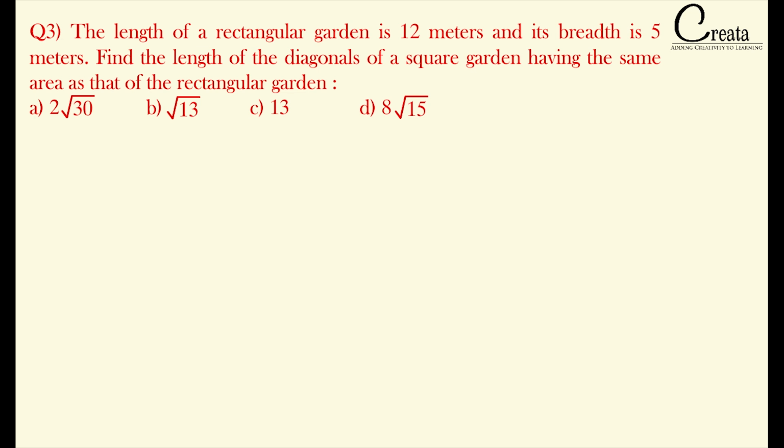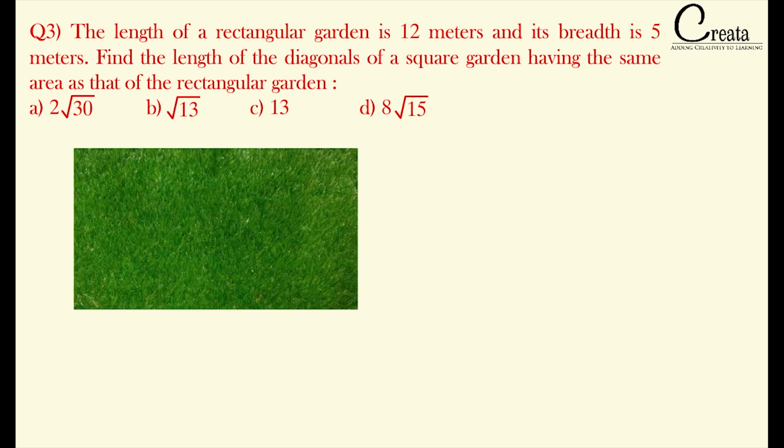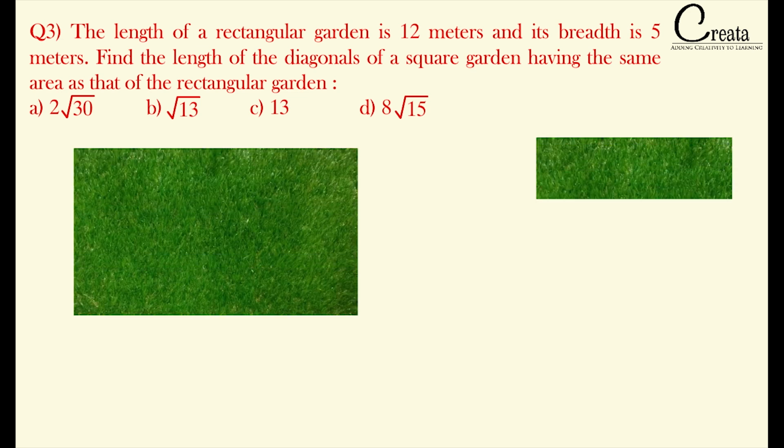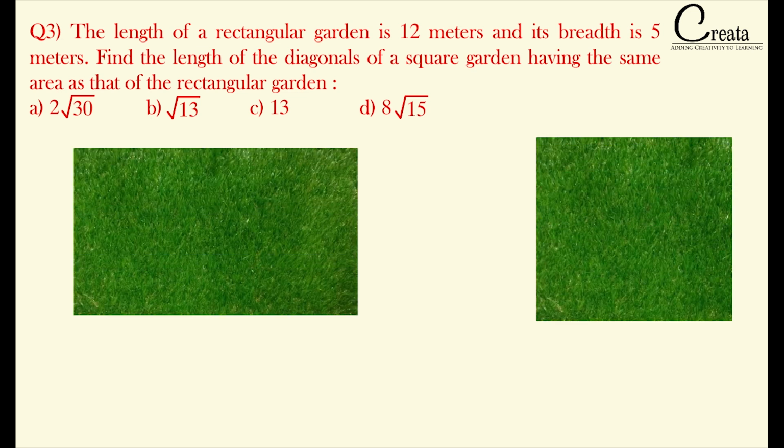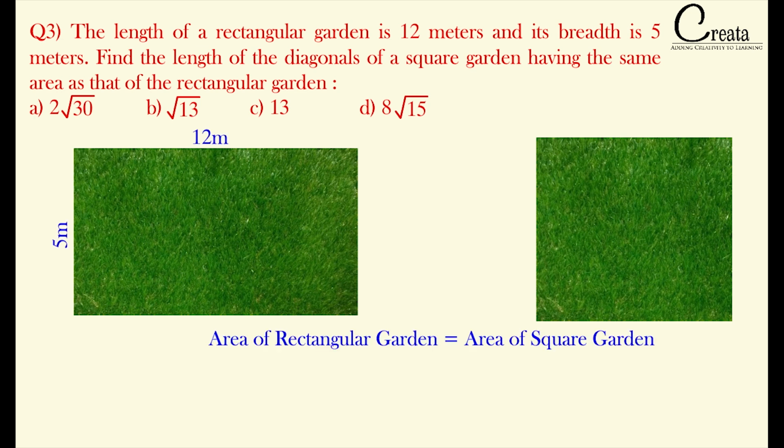Okay, first step, we will observe and visualize this question. The question is talking about two gardens. The first garden is a rectangular garden and the second garden is a square garden. The dimension of the rectangular garden is given as 12 meter and 5 meter. And it is also given that the area of both of these gardens is equal to each other. Further, in the question we have to calculate the diagonal of this square garden.